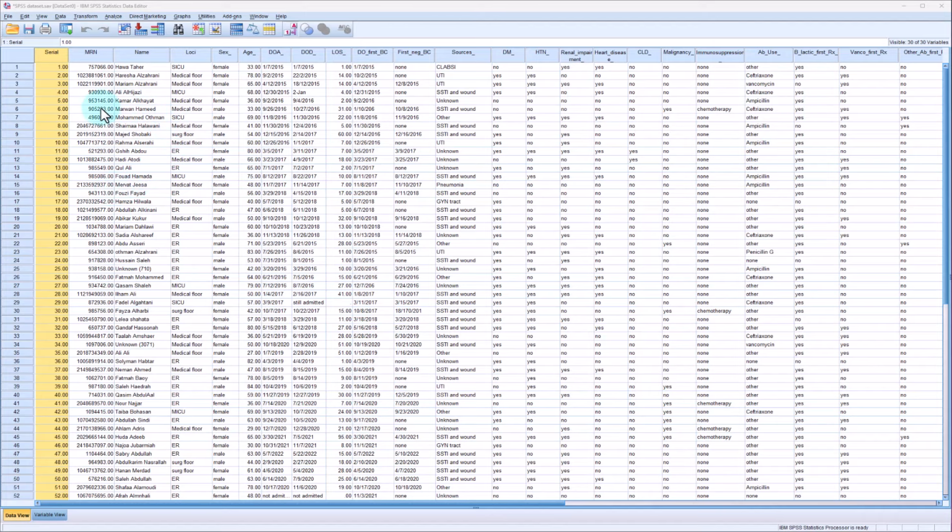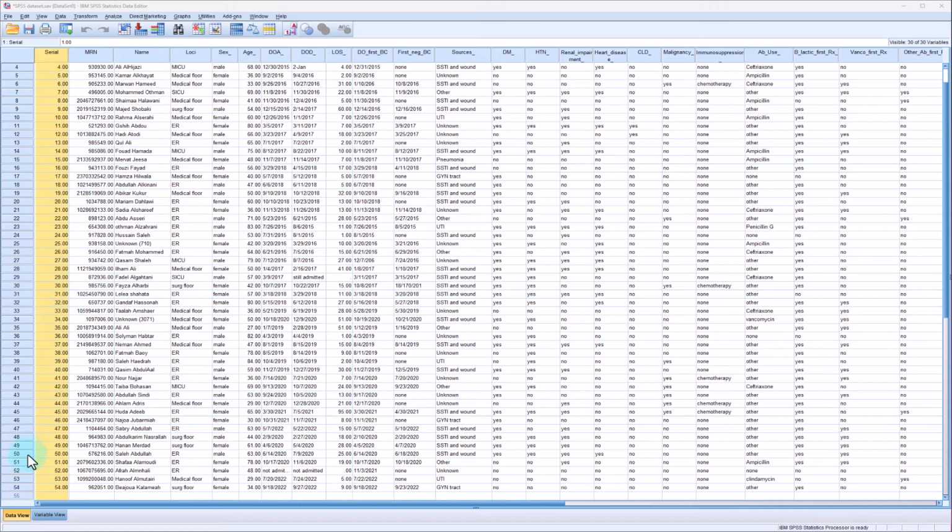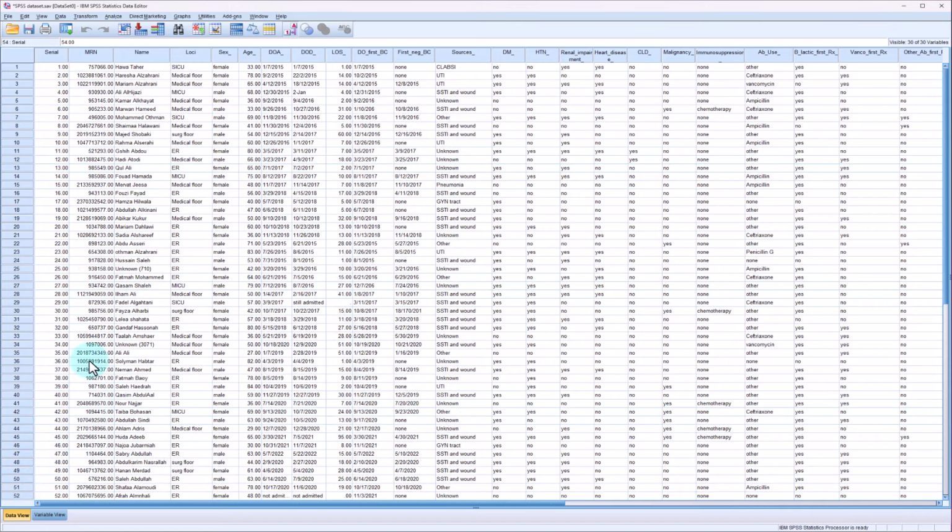Before starting the analysis for this dataset, I would like to introduce you to this dataset so that you can understand the variables and figure out what I am trying to do here. So this is a data set of a total of 54 cases, and all of these cases were admitted to the hospital for group B streptococcus septicemia. So they had group B streptococcus in their blood.